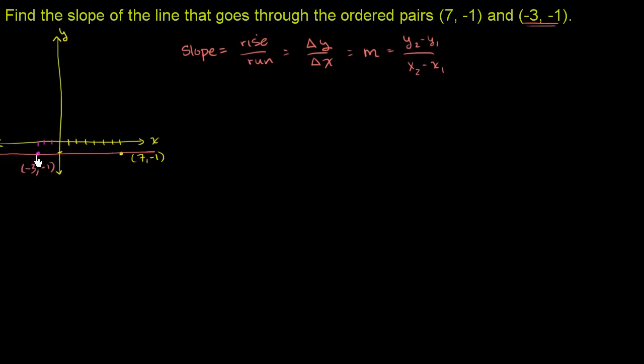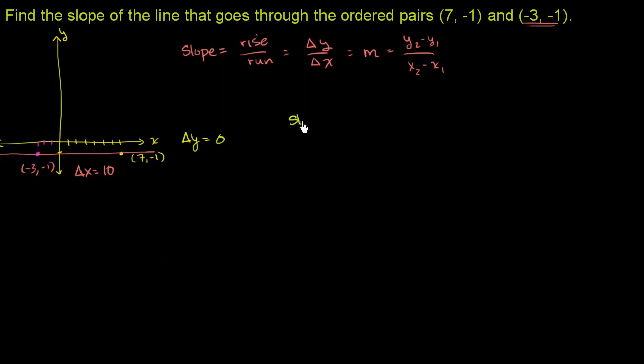My x value is -3 here, and it goes all the way to 7. So my change in x here is 10. To go from -3 to 7, I changed my x value by 10. But what's my change in y? Well, my y value here is -1, and my y value over here is still -1. So my change in y is 0. My y value does not change no matter how much I change my x value.